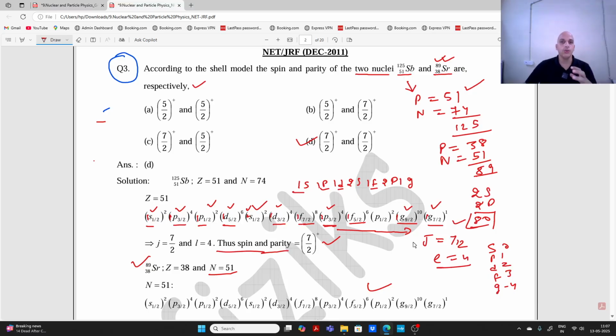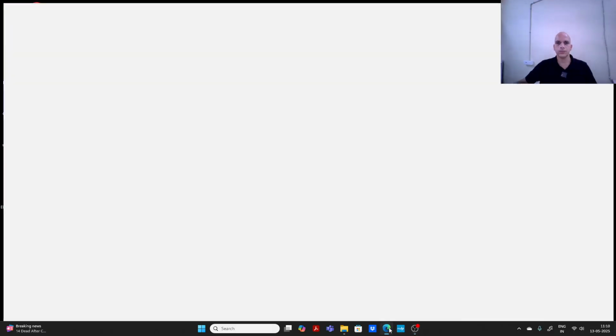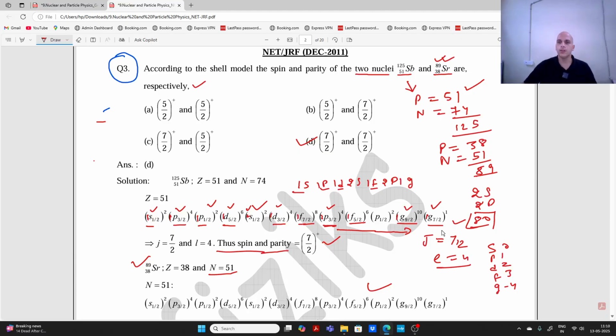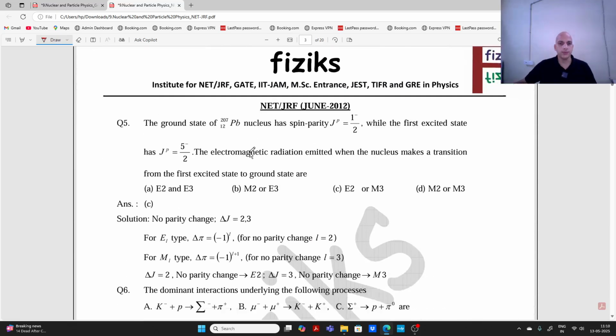So we were asked here to find the spin and parity of two nuclei. These are given here, and we have calculated the spin and parity. These two nuclei were actually, this is antimony, I told you, and it was strontium. I think I called it cerium, so that was wrong. Sorry for it. It is strontium 38 and mass number 89, and it is antimony. So we calculated the spin and parity of these two. Now I am going further.